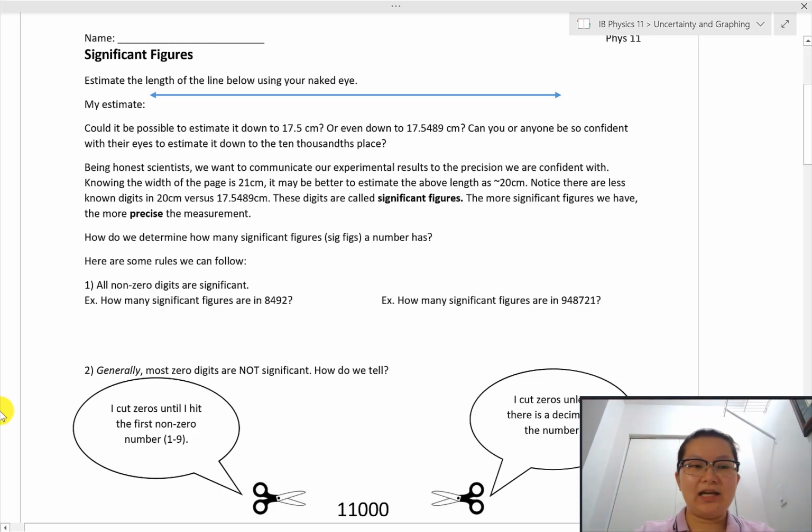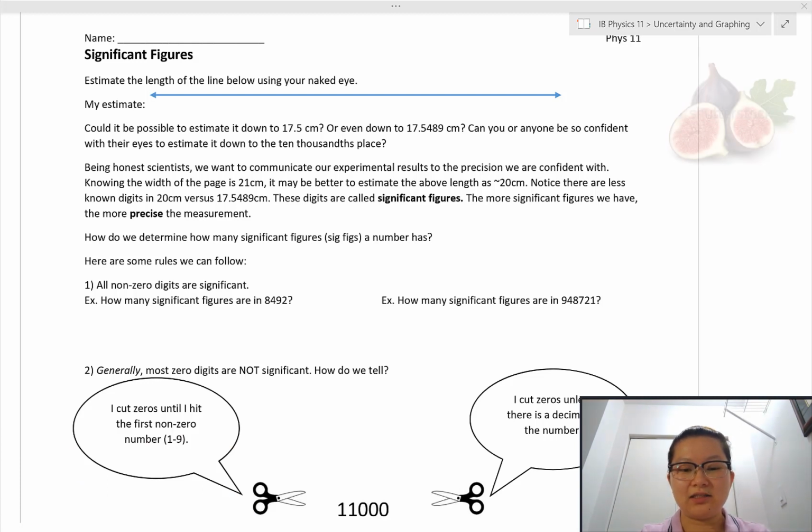Whenever I say sig figs, I mean significant figures. And if you're thinking about figs, juicy, yummy, yes, you are correct. That's what I'm talking about.